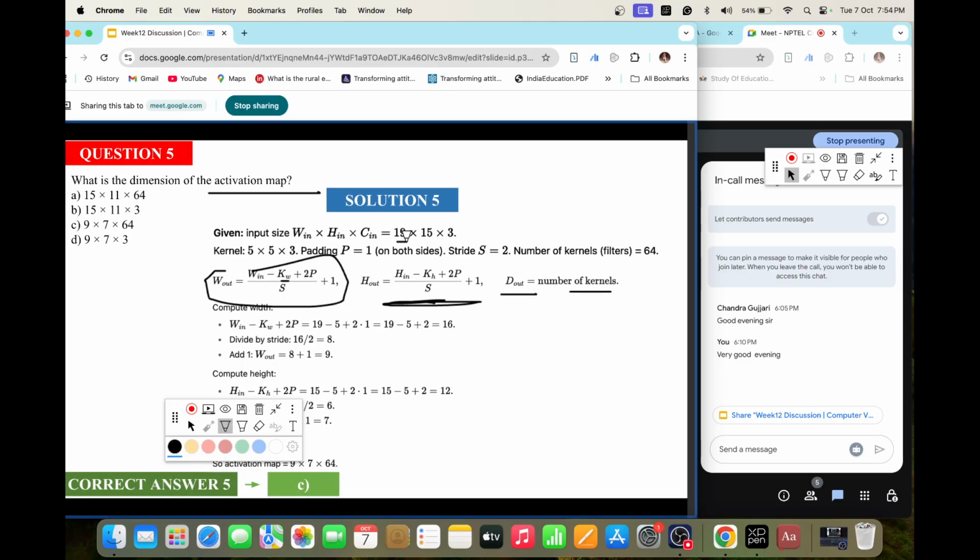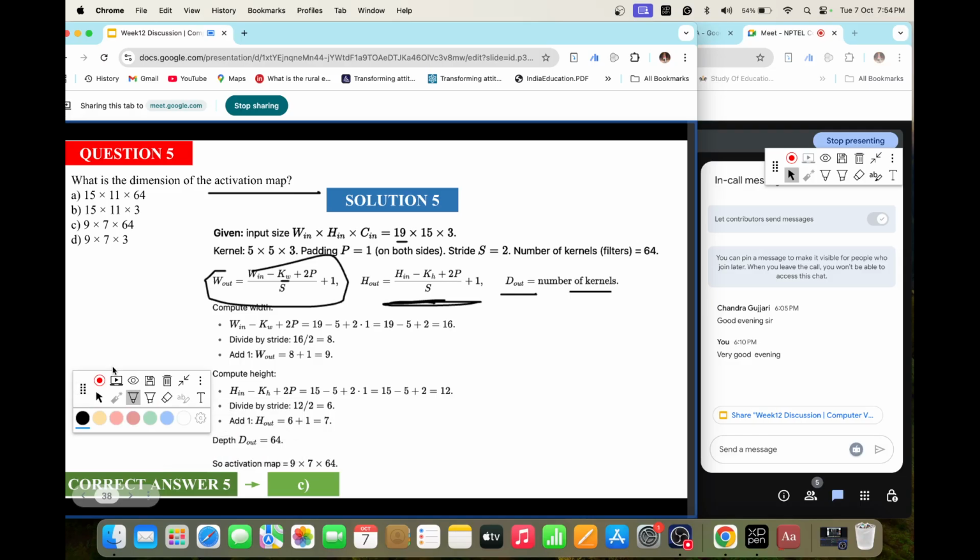W input is 19 minus kw, that is 5. 19 minus 5 is 14. 14 plus 2 is 16. 16 divided by 2, so that is 8. Then 8 plus 1 you have to add, so 9. 9 will be your answer.